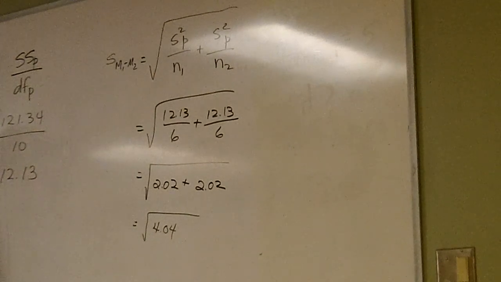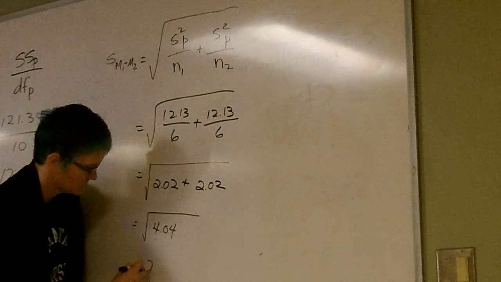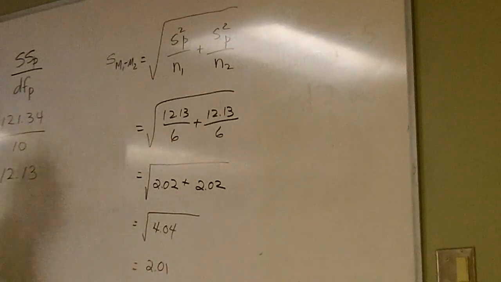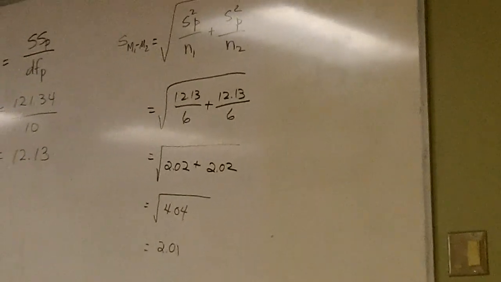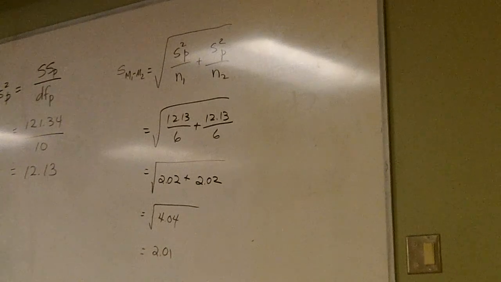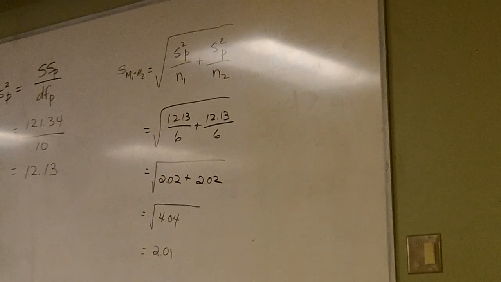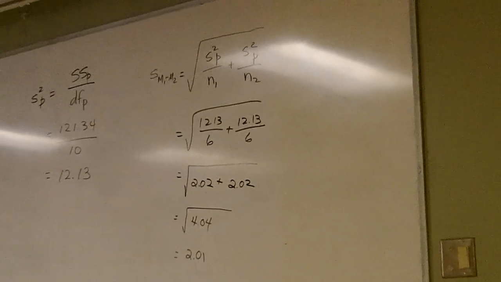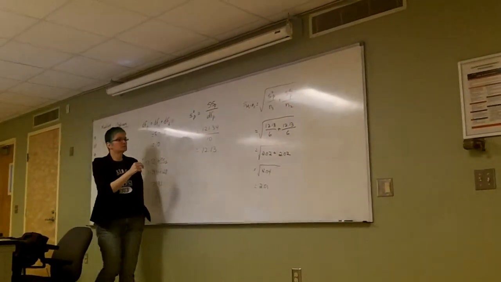2.01. Do I have anybody else who did it and can say yes, that's correct? That's correct. Okay, so that is now our estimated standard error. And now we have the last calculation. Before we calculate T observed, we have to figure out the mean difference. And mean difference is going to be mean for group 1 minus the mean for group 2.